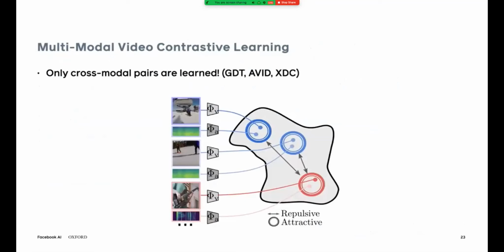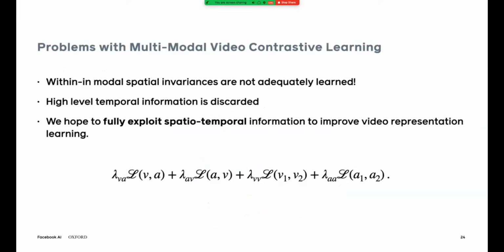There have been a lot of recent works on multimodal video contrastive learning. Popular works include GDT, AVID, and XDC, and they are based on the idea of cross-modal learning, where you want a representation to discriminate between a video and its corresponding audio. However, the problem with this multimodal video contrastive approach is that within modality, spatial invariances are usually not adequately learned. If you look at the loss function, it has a weight for lambda VA and lambda AV, but no weight on lambda VV or lambda AA.